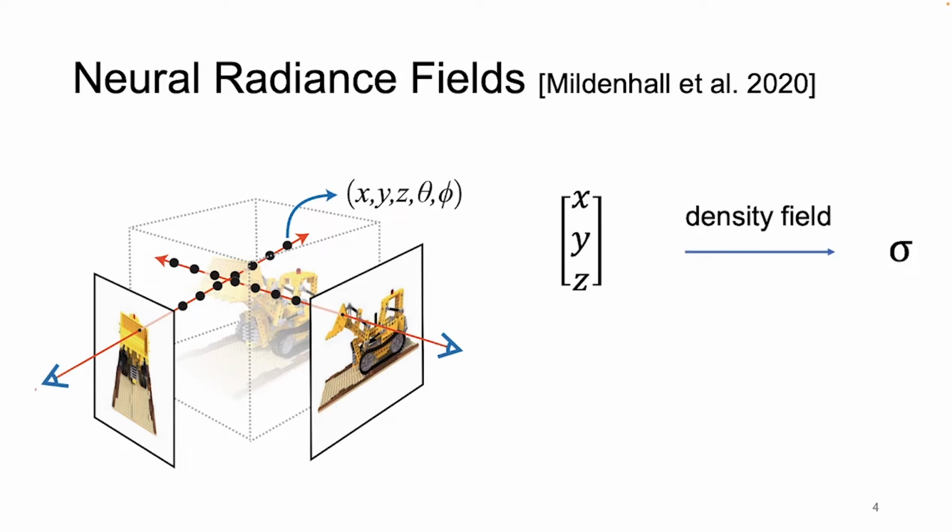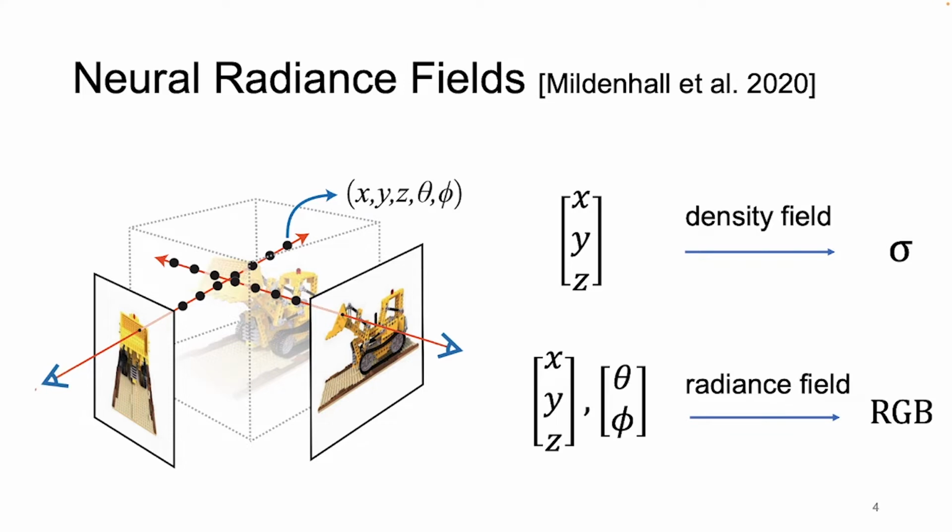The first is a density field, which maps a 3D point to the scalar volume opacity at the position. Another is a radiance field, which takes 5D input consisting of 3D position and 2D viewing direction and outputs RGB color. Given these fields and an arbitrary camera pose, each pixel's RGB value is computed via volume rendering for the corresponding camera ray. This volumetric representation has achieved state-of-the-art performance in 3D learning tasks.